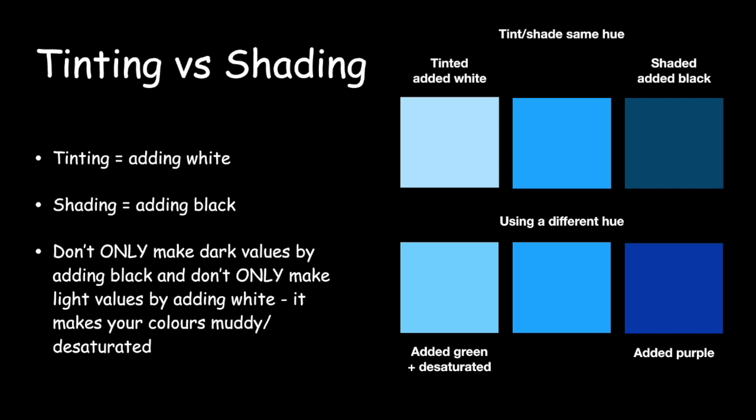Now, when you are looking at that color picker in Photoshop or Clip Studio, it may look like in order to get a very dark color, you need to add black, and in order to get a very light color, you need to add white. However, that's not always the best solution. Adding white to a color is referred to as tinting, and adding black to a color is referred to as shading.